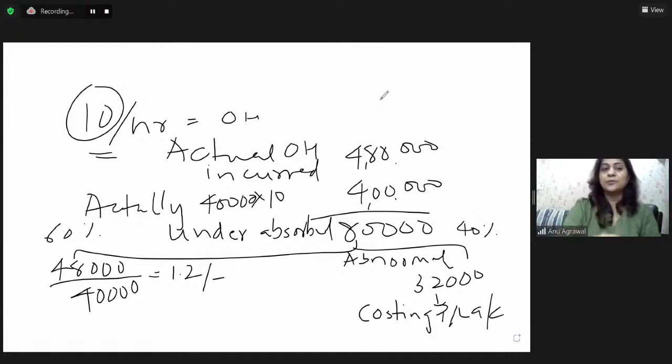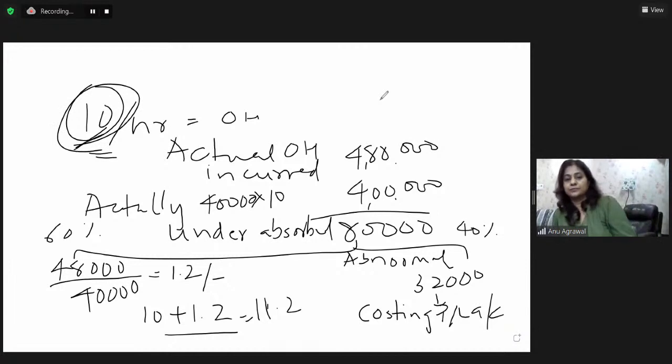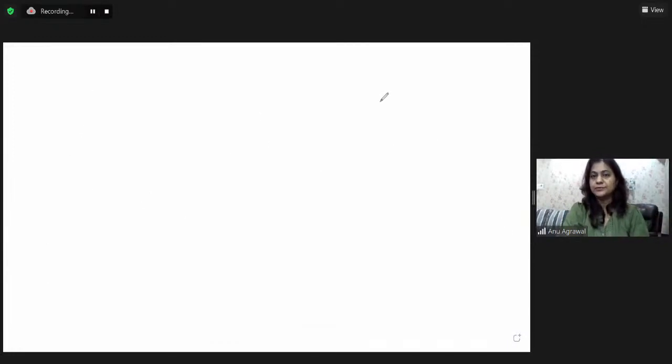That means my overhead absorption rate should not be 10 rupees. It should be 10 plus 1.2, 11 point 2. Now 10 I have already charged. What will I do? I will charge 1 rupee 20 paisa more. So that is the logic behind supplementary. Okay. Now, this is it.